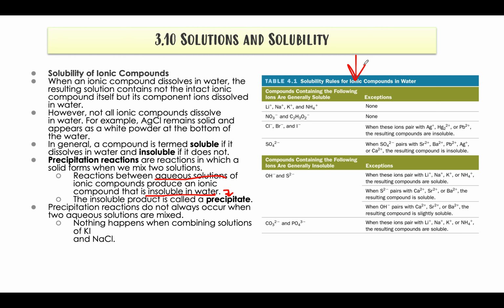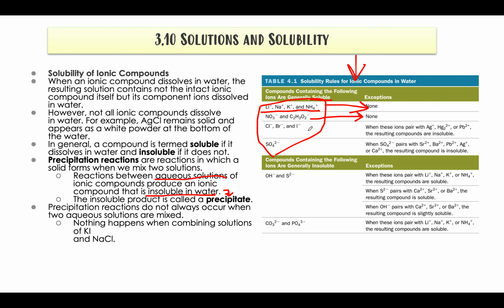So let's look at these rules. The top part says compounds containing the following ions are generally soluble, meaning they are usually soluble unless there are exceptions. Compounds that contain lithium ions, sodium ions, potassium ions, and ammonium ions are always soluble because there are no exceptions. Nitrate ions and acetate ions, again, are always soluble. There are no exceptions. So if you have a nitrate or an acetate, soluble.